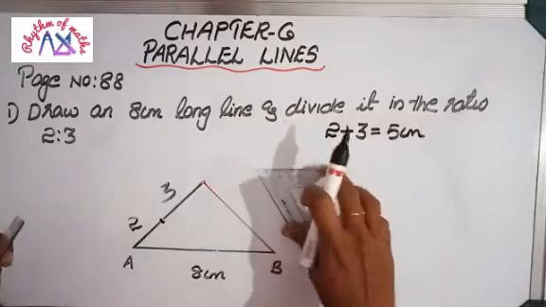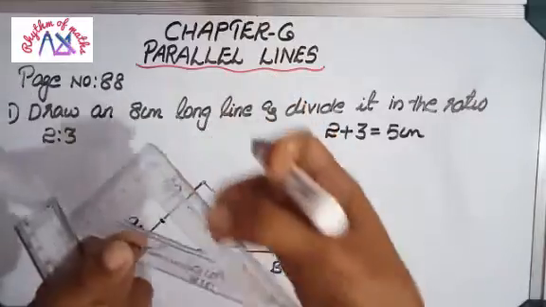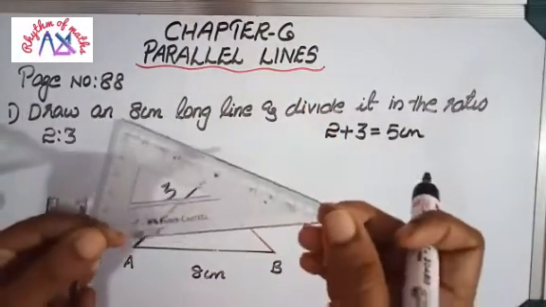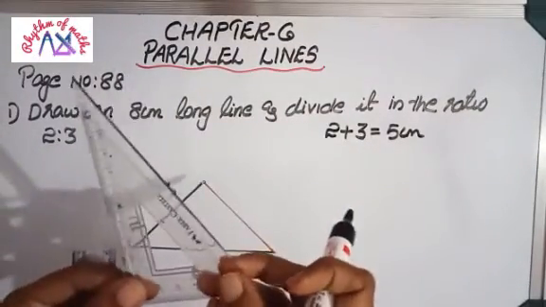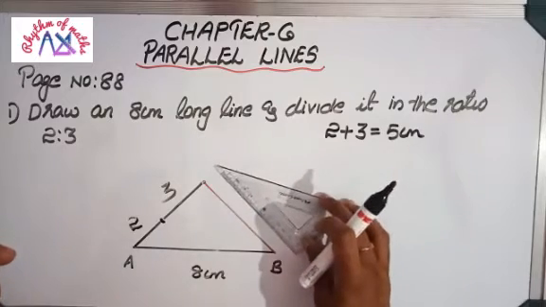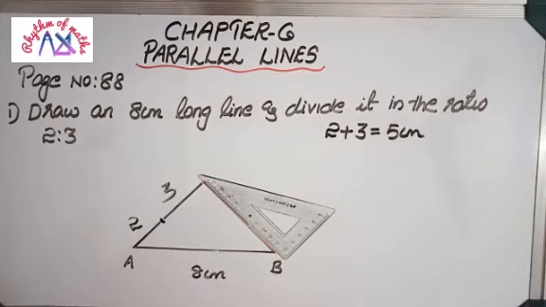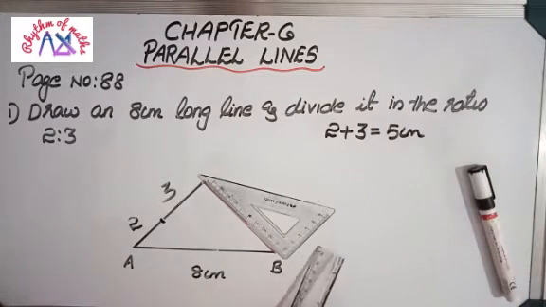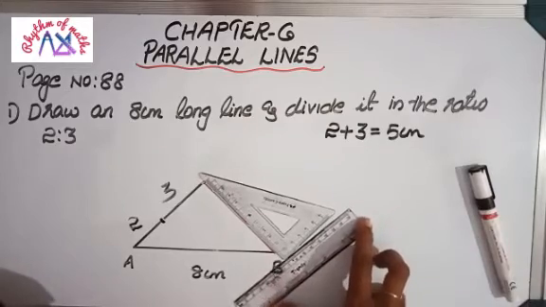In order to draw that, you need a set square. In the set square, you can see two perpendicular sides. Of the two set squares, any one you can choose. First, keep one perpendicular side along with the baseline. The next perpendicular side is there, isn't it? On that perpendicular side, keep the scale.